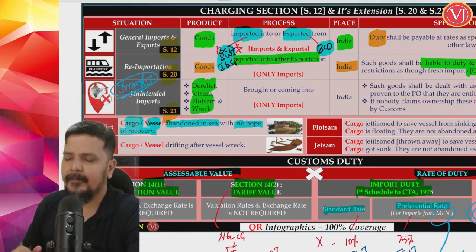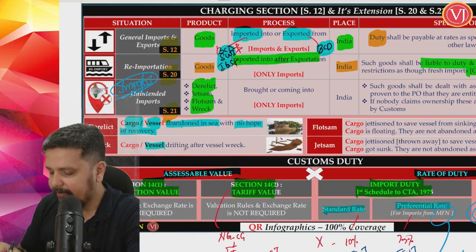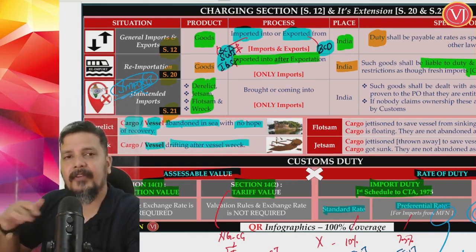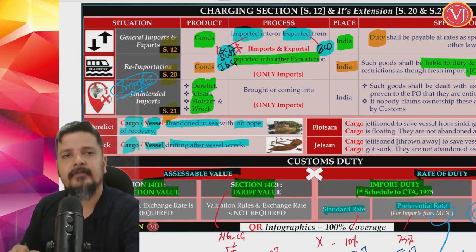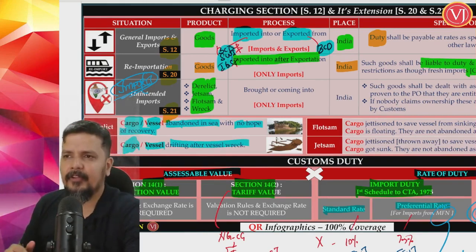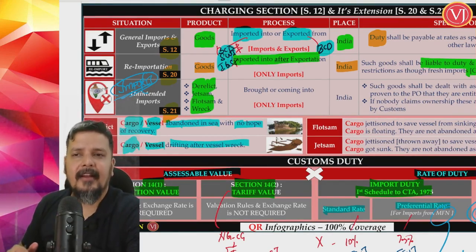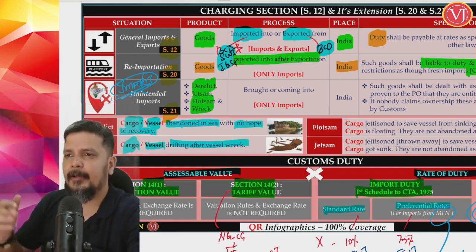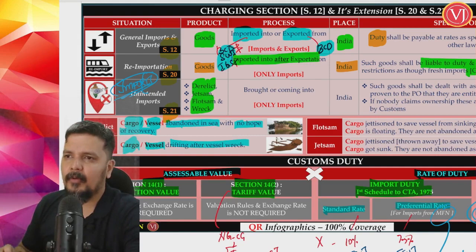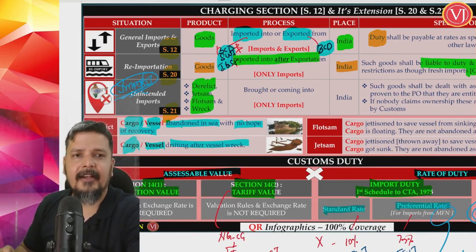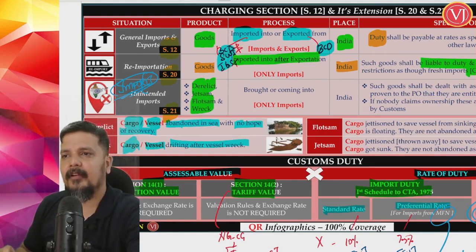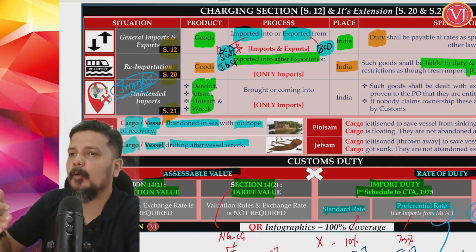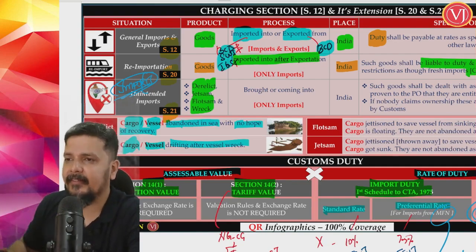Now, what is wreck? A vessel which is damaged and now it is drifting along with the cargo. A Titanic kind of situation. The vessel which has been damaged is drifting in the sea and coming to the shore along with the cargo. One is abandoned, one is damaged or destroyed. In this case, they talk about both the vessel and the goods inside the vessel, that is cargo.